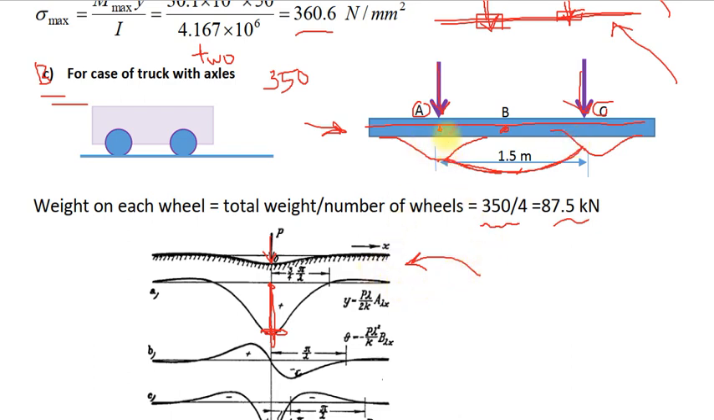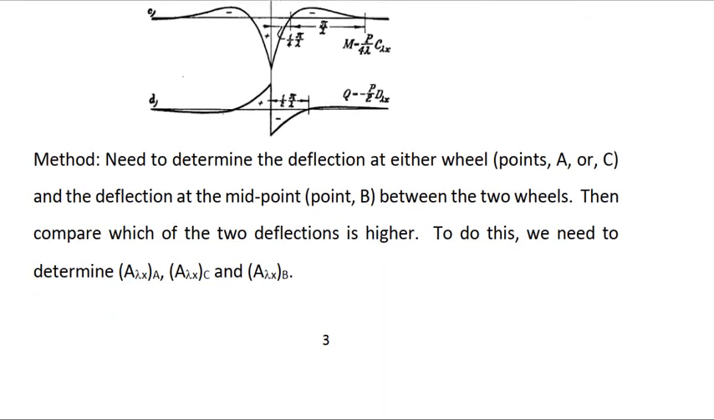The method of solution is to compute the deflection under points A and C, which are similar, and the second solution is to compute the deflection at point B, and then choose the maximum between these two solutions. Practically, this method is accepted. We can use a program to compute deflection at any point between these two forces. So let us now take the first choice.